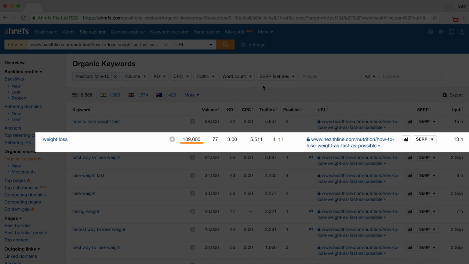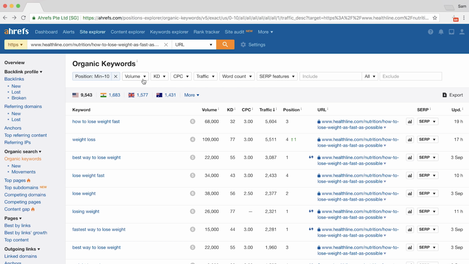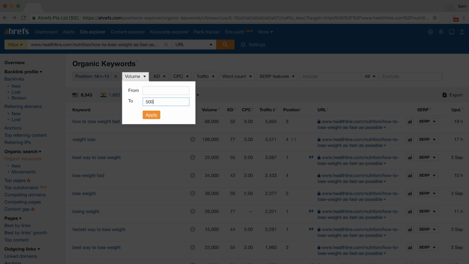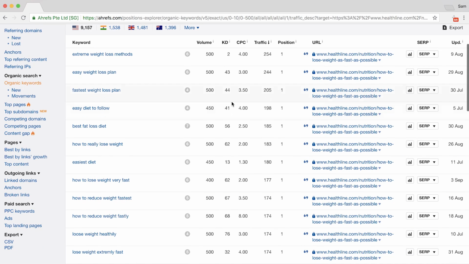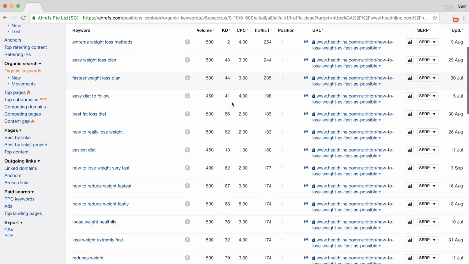meaning that any queries with, let's say, 500 searches per month are 100% long tails, right? So let's filter for these keywords that still rank in the top 10, and you'll see that there are still over 9,100 keywords. These are the long tail keywords for the topic on weight loss, and they account for 96% of this page's keyword rankings. But this is much more than just another fun fact. There are 2 very actionable tips to take away from this.